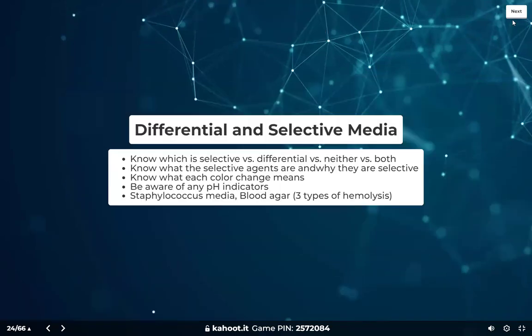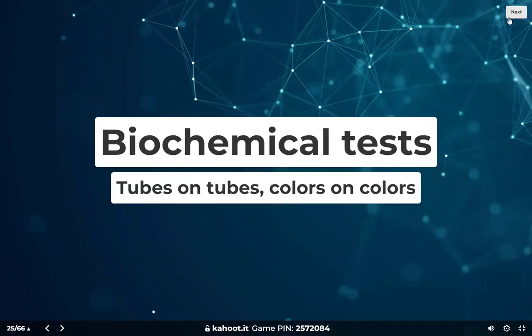All right, so our differential and selective media have some aspect of our other media that we're going to get into as well. But know what makes them selective, know what makes them differential. If I give you blood agar, it is not selective, it is enriched, right? But is it differential? Yeah, because we can tell what kind of hemolysis it is. Know the different kinds of hemolysis: the alpha being the greening, the beta being the total clearing, and the gamma being just it grew on it and didn't do anything else.